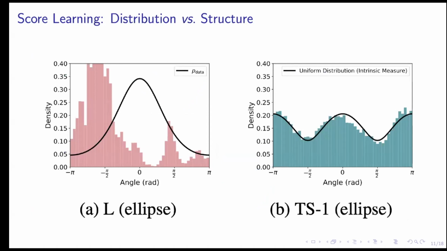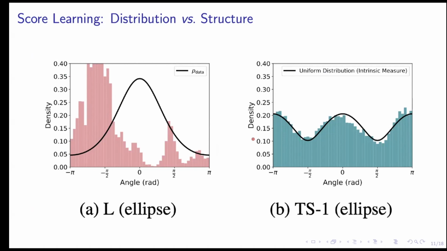So here are some numerical simulations of our theorem. We consider an ellipse, a 1D ellipse embedded in 2D, and then we use the same learned score function to run Langevin dynamics and try to recover the different targets. On the left-hand side, we try to recover P data. As we can see here, it's very hard to recover P data. Even though this is a very toy setting and we have run the learned score for a sufficiently long time, it's still very hard to recover P data.